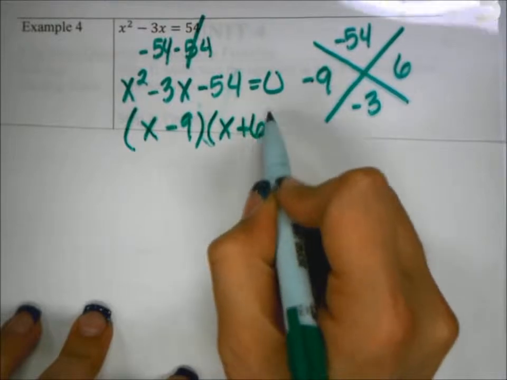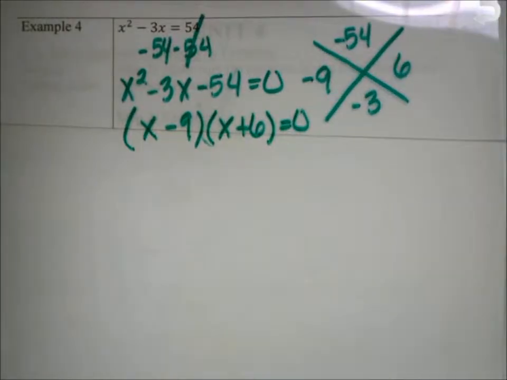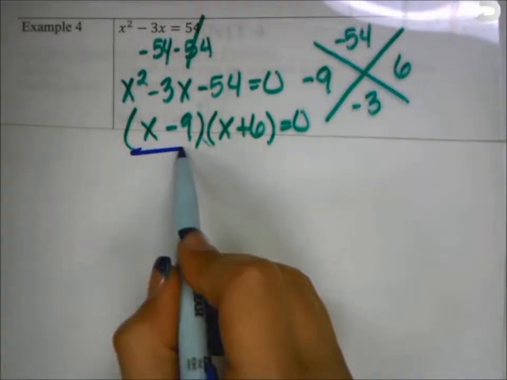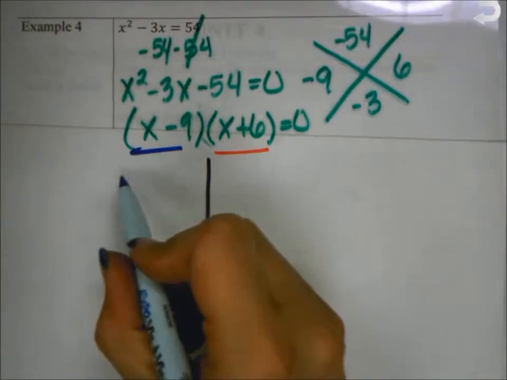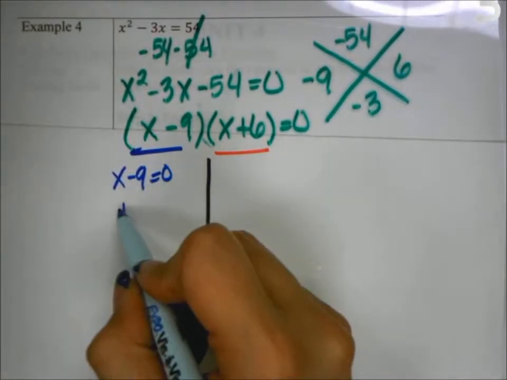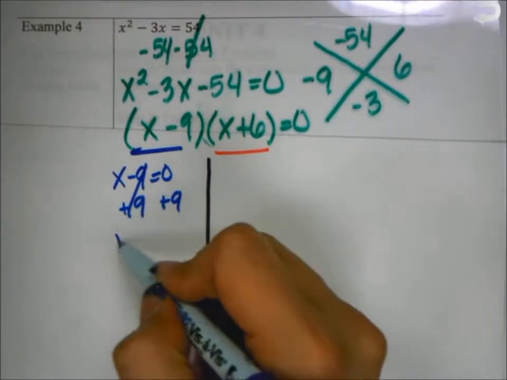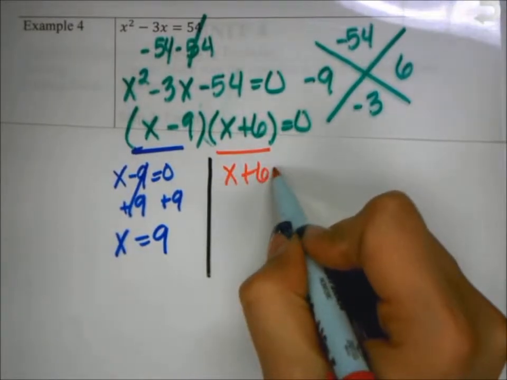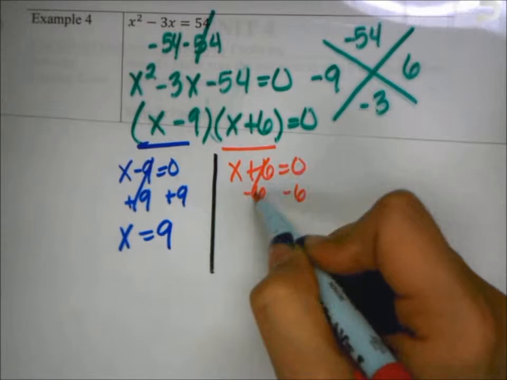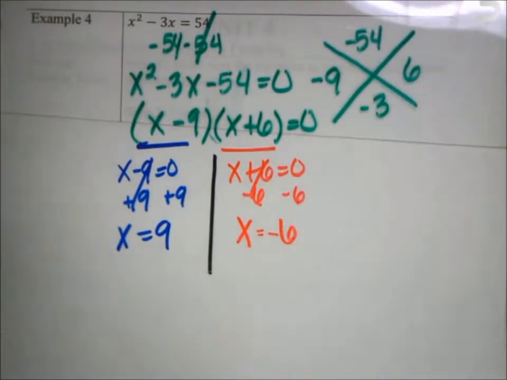And what are my two factors here? X minus 9 and x plus 6. So we're looking for the two possibilities for x that will make the equation equal to 0. So we set each one equal to 0. X minus 9 equals 0, so we get x equals positive 9. And x plus 6 equals 0. We subtract 6 from both sides. X equals negative 6. So my answer would be x equals 9, negative 6.